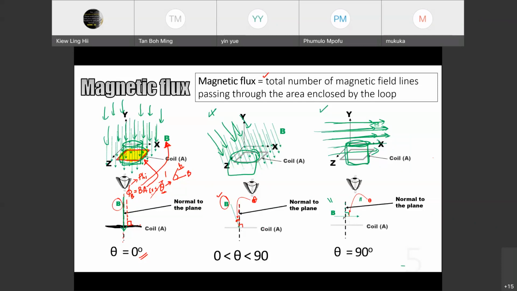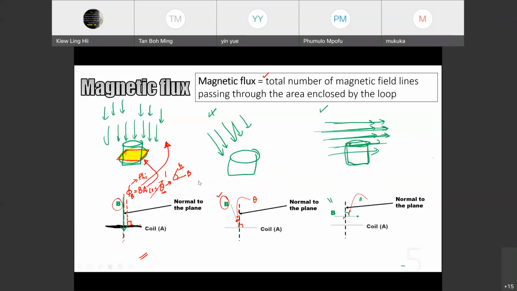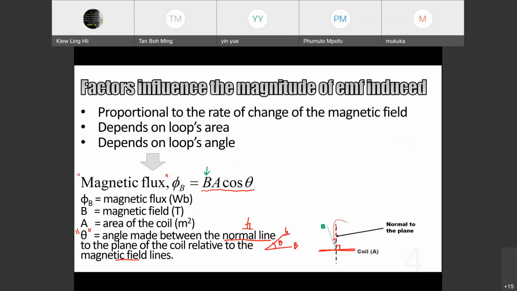So that's why, in order to calculate magnetic flux, B A cos theta, there are 3 factors that will affect your magnetic flux: the magnetic field, the area, and also the angle. 3 of them. Okay. Any questions with magnetic flux?